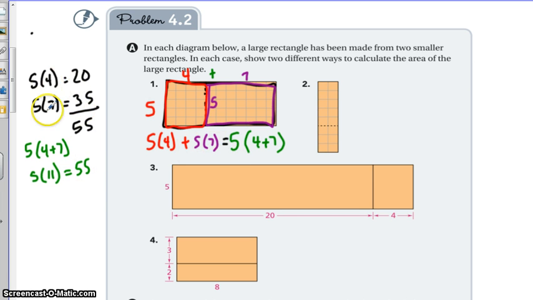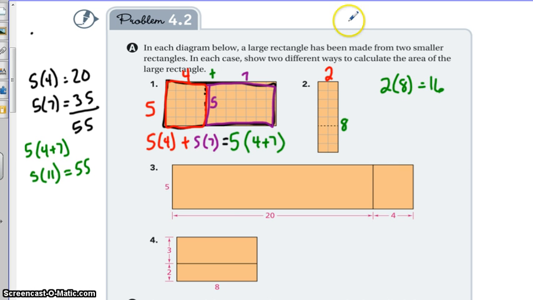Again, I'm writing it two ways. One, I'm adding 4 times 5 to 7 times 5. And the other way, I'm going to add the two terms inside the parentheses first and then multiply to solve. So let's take a look at another one. Right here we have a rectangle that's 2 this way, and 1, 2, 3, 4, 5, 6, 7, 8 this way. So if we just multiplied 2 times 8, we would get 16.